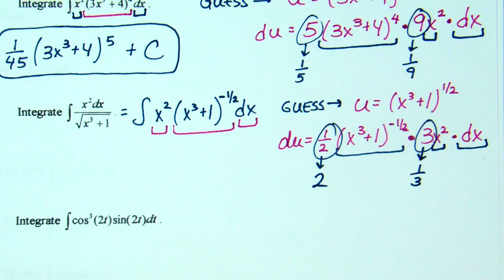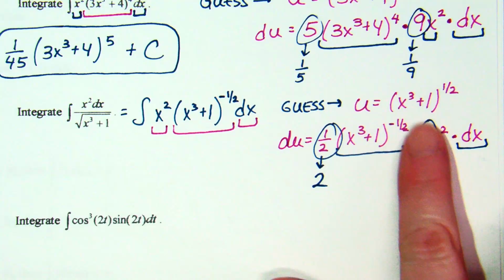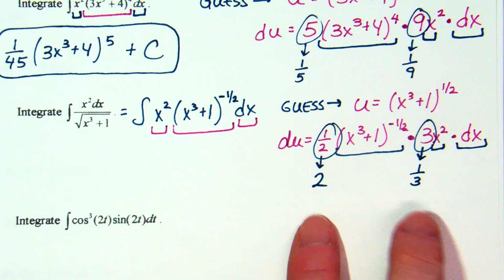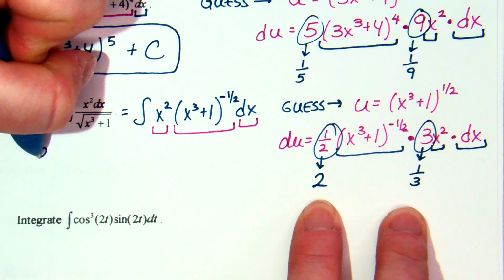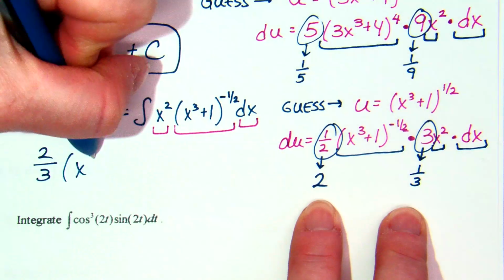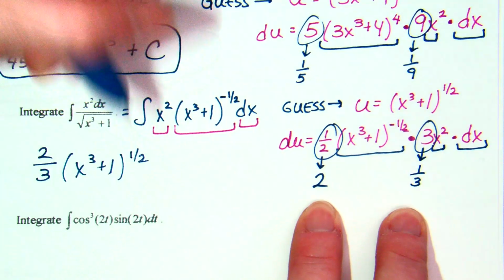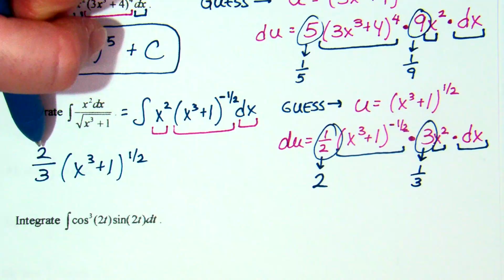So, I'm using my original guess of x cubed plus 1 to the 1/2, multiplying it by 2 and by 1/3. What is 2 times 1/3? 2/3. X cubed plus 1 to the 1/2. Anybody? Plus C.